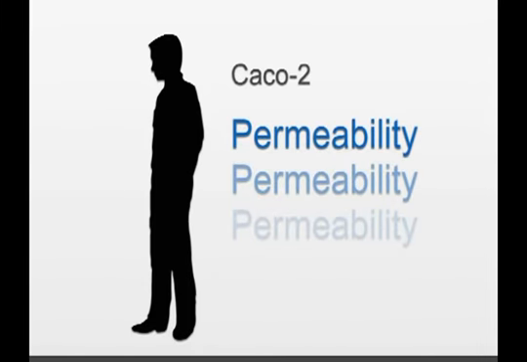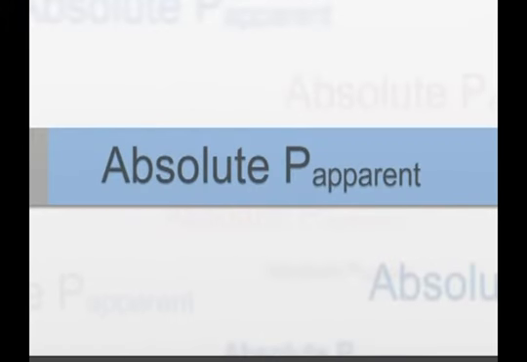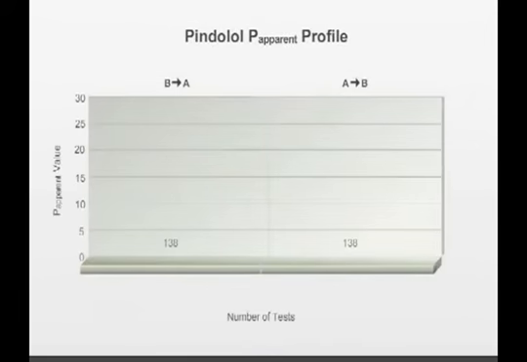It's still useful to see how variable the absolute P apparent values are when they are measured under carefully controlled assay conditions. In this table, we summarize A to B and B to A permeability values obtained for pindolol. In any given experiment, we can expect the A to B P apparent to range from about 7 to 19, a range of 2 standard deviations above and below the mean.